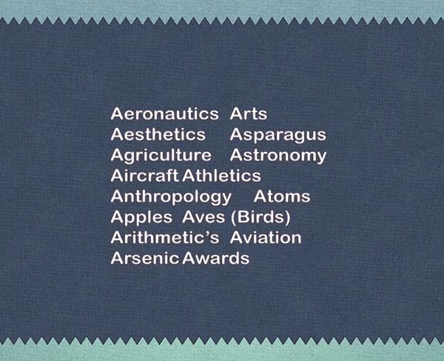Agriculture, apples, asparagus is one subject group. Aeronautics, aircraft, aviation is another group. Aesthetics and arts is still another group. Arithmetic and astronomy, arsenic and atoms, etc. form still other groups. Thus, subject affiliations are totally absent in this type of catalogue. Of course, this difficulty can be overcome by appropriate references.